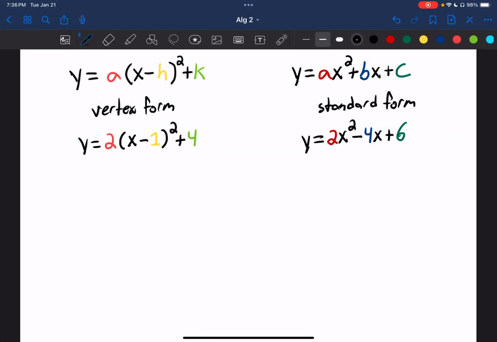All right, hello. So I'm going to try and record a video here explaining how we go from vertex form to standard form. This is a skill that we have been doing in class, and I want to give you guys an additional resource to prepare for your exam on Friday.